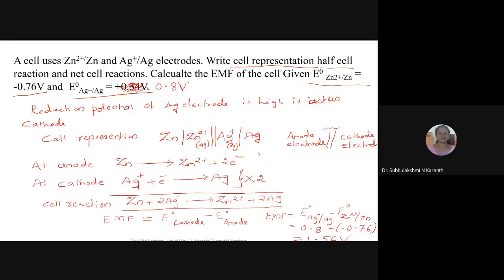Representation of a cell, then calculation, reactions, anode reaction, cathode reaction, or selection of anode and selection of cathode. Any doubt?